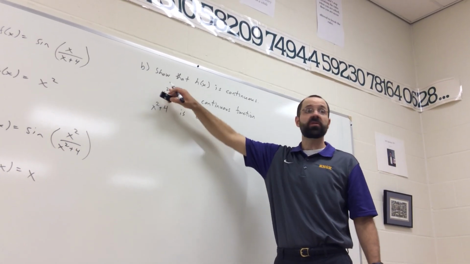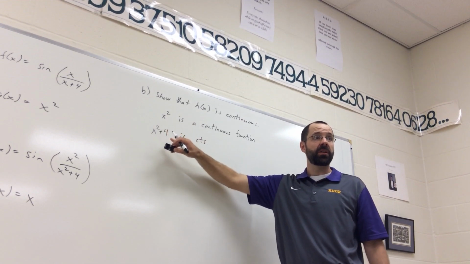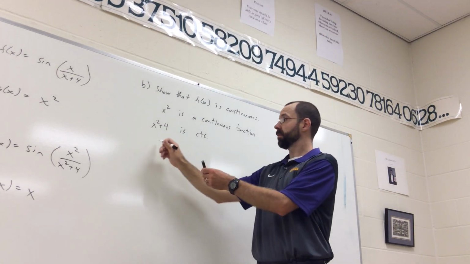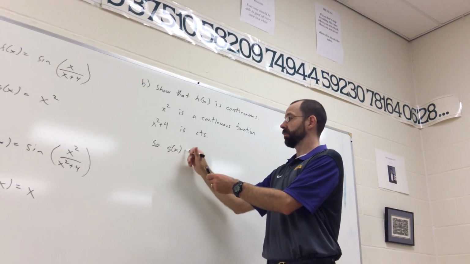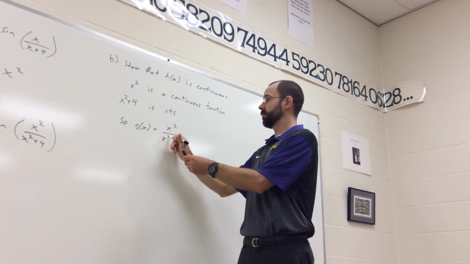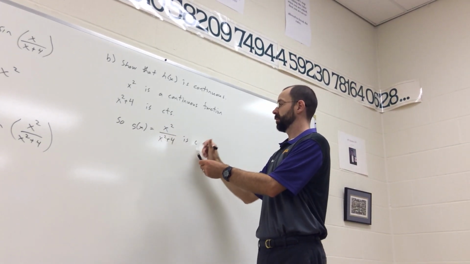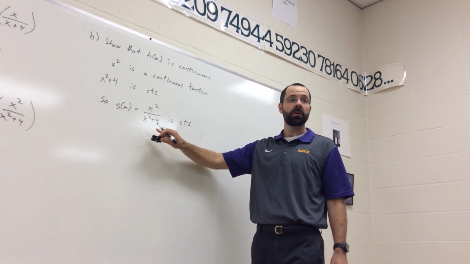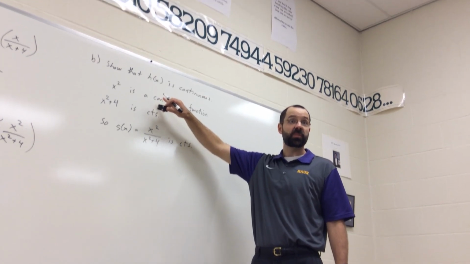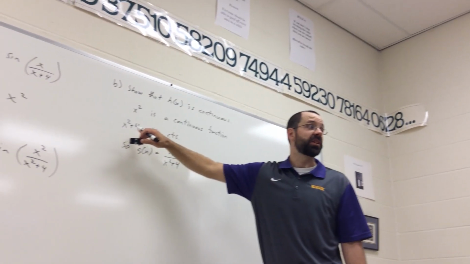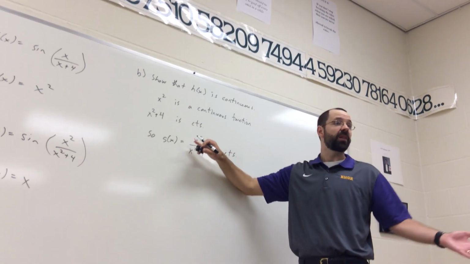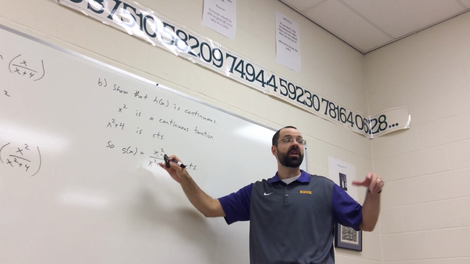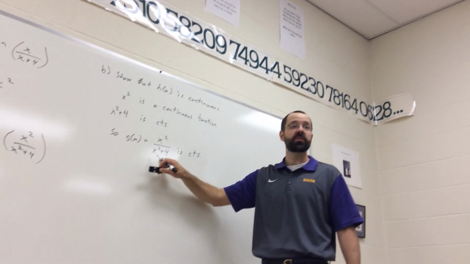So I have 2 separate functions that are continuous. So if I divide them out, I'm going to get another continuous function. I have this function that's continuous because it's polynomial, and that function that's continuous because it's polynomial. And yesterday we said if you have 2 separate functions that are continuous and you divide them, then you get a third function that's continuous. So that's why this one is continuous.